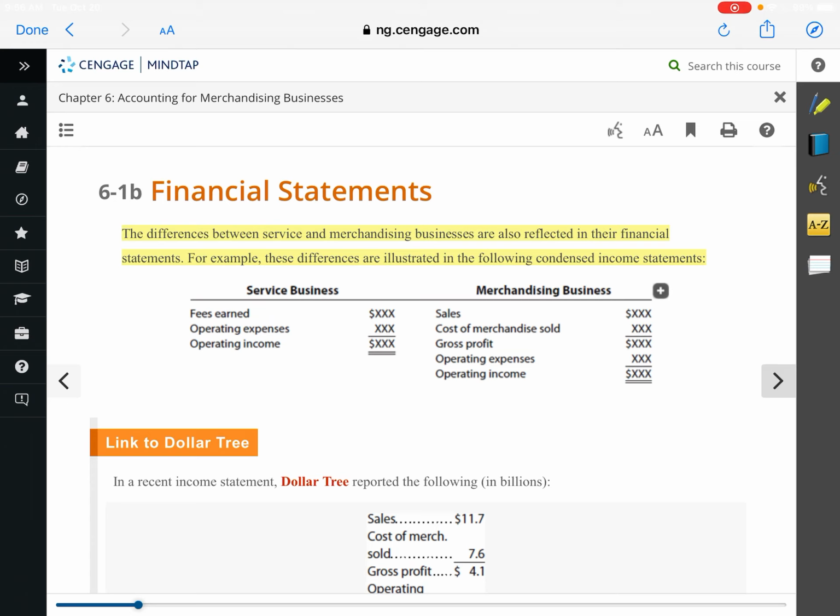Okay. So if gross profit is sales minus cost of merchandise sold, what do we use for sales? Do we just use cash? Do we just use the sales that we had on account? Or do we combine the two?